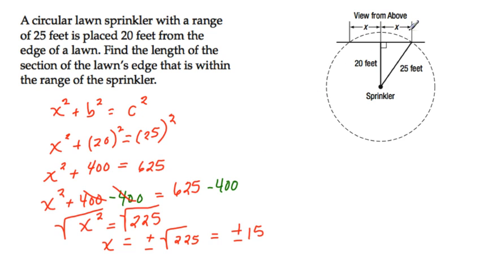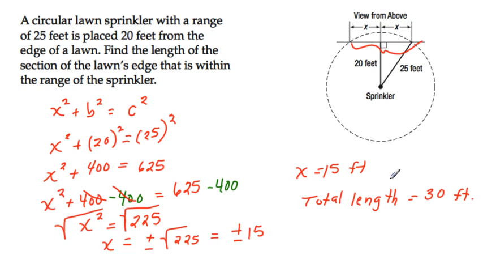So therefore, x up here is, if x is equal to 15 feet, the question asks us, find the length of the section of the lawn's edge that is within range of the sprinkler. So each one of these is 15 feet. So the total distance here, right, would be, whoops, I made that go a little too far. So you have x and x. So our total distance or total length is equal to 30 feet, right?